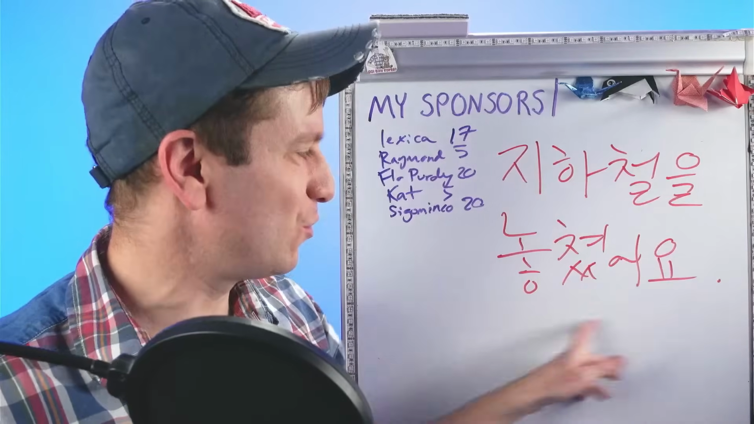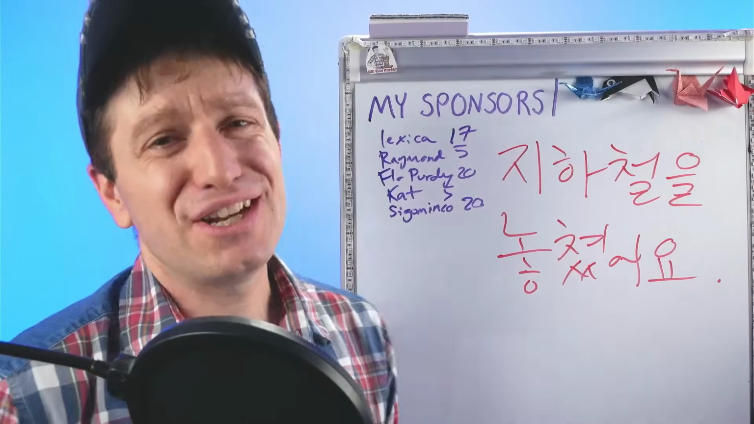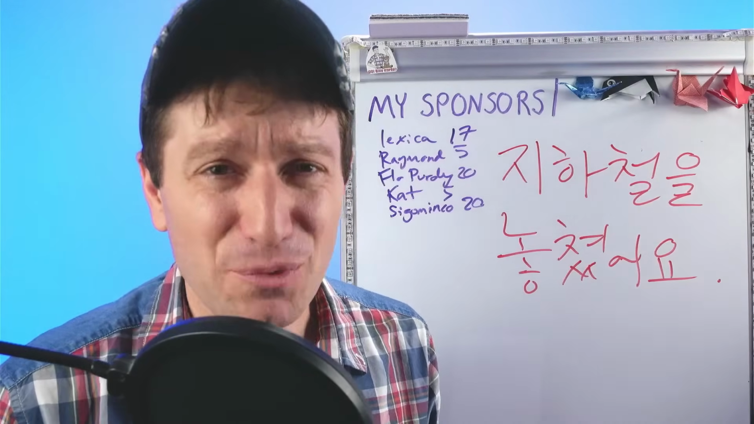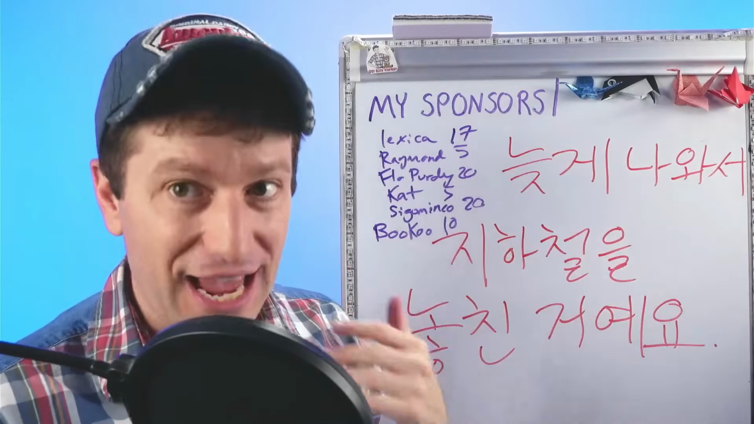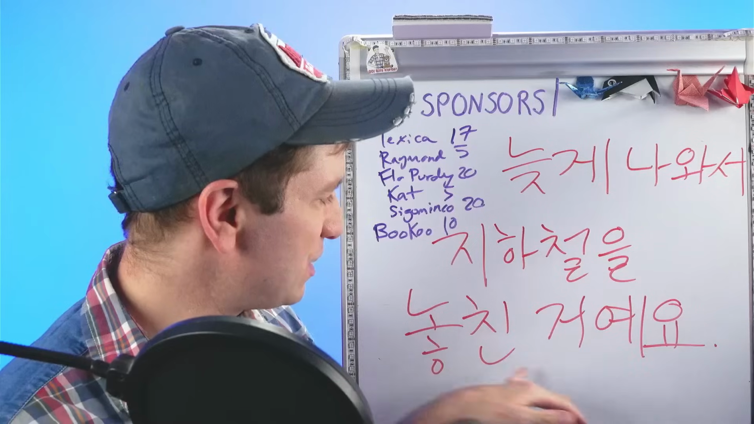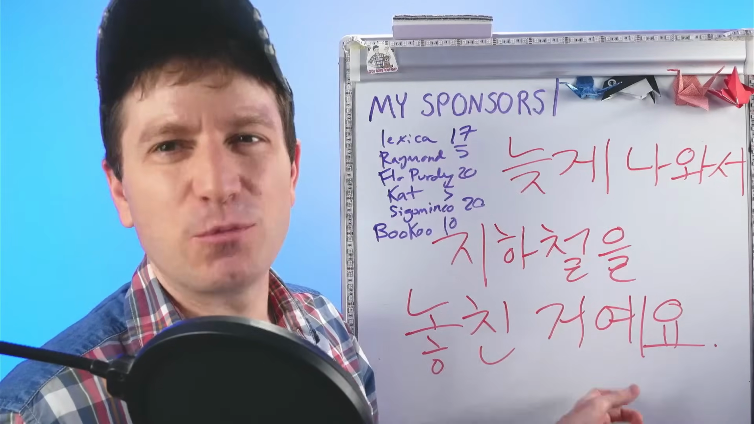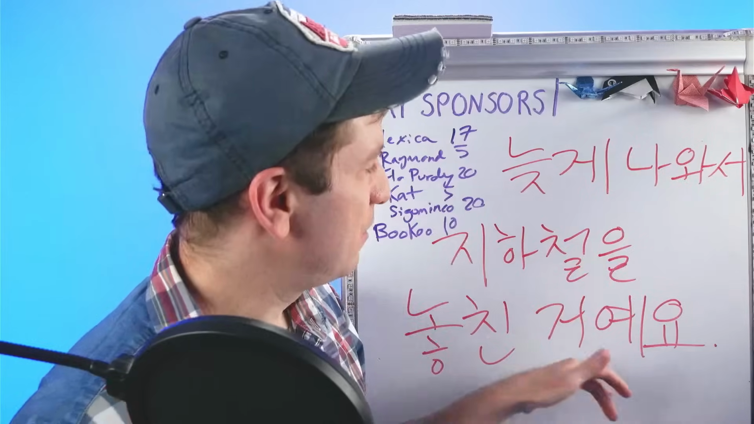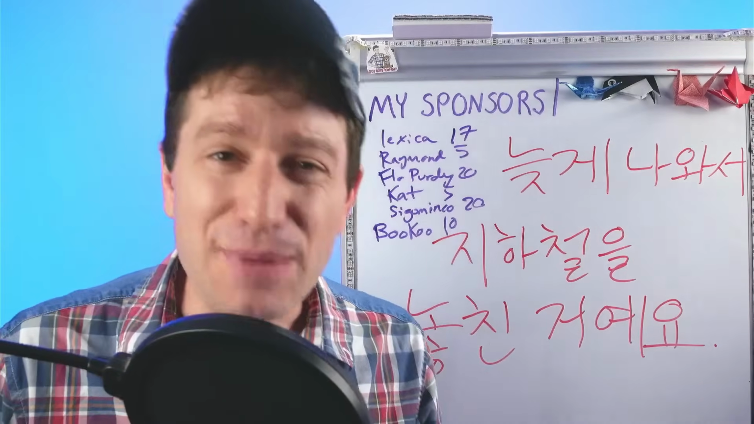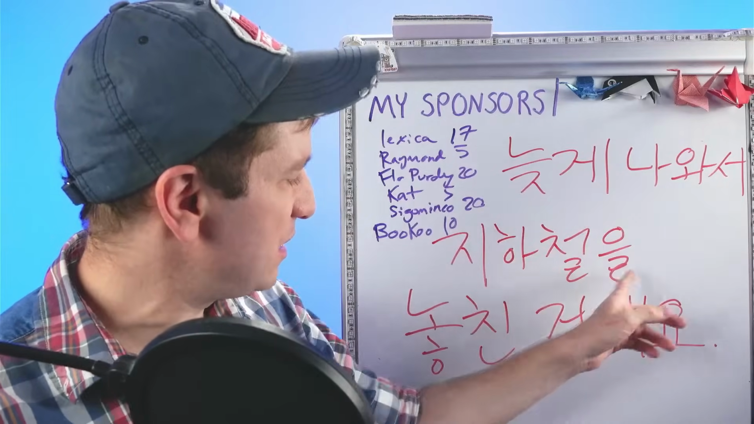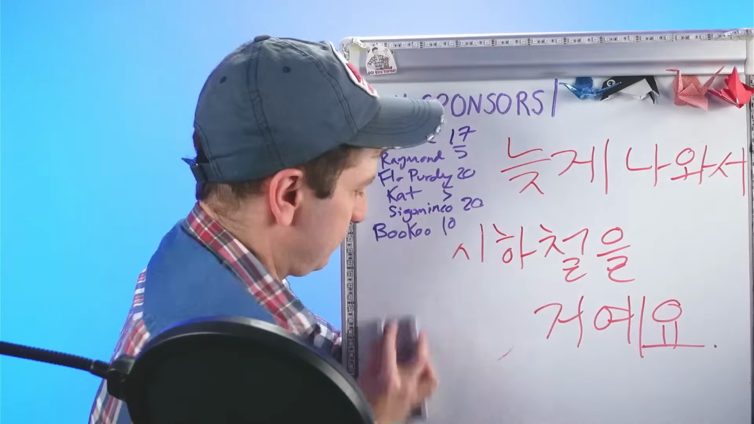지하철 놓쳤어요. 놓치다 is to miss. So, 지하철 놓쳤어요. I missed the subway. 늦게 나와서, because I came out of the house late, 지하철을 놓친 거예요. I am someone who missed the subway, literally, because I came out late. So you see, I missed the subway because I came out late. 늦게 나와서 지하철을 놓친 거예요.